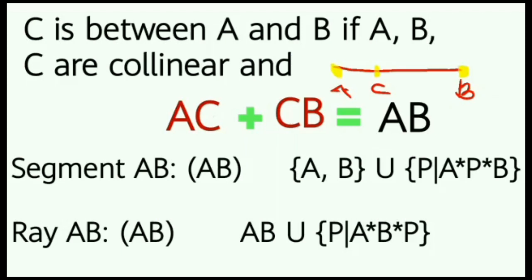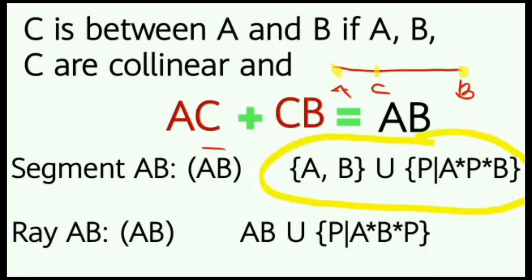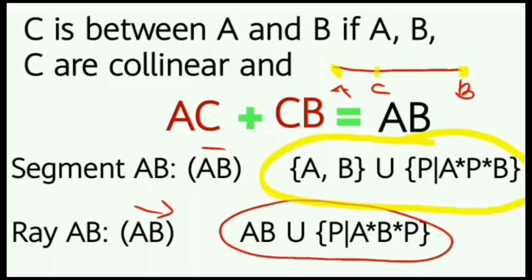So we're going to define the segment AB. The segment AB is the set containing A and B union the set containing all points P that are between A and B. And then again, we also define the ray. Ray AB is the segment AB union the set of all points P such that B is between A and P.